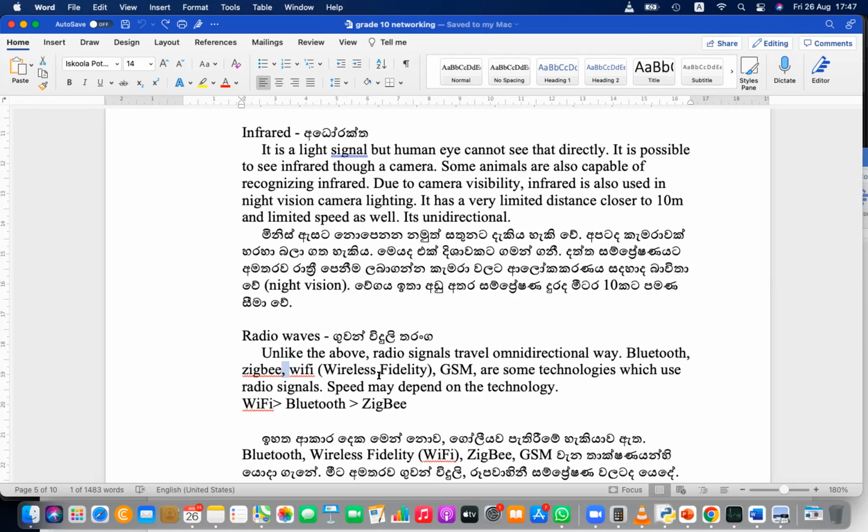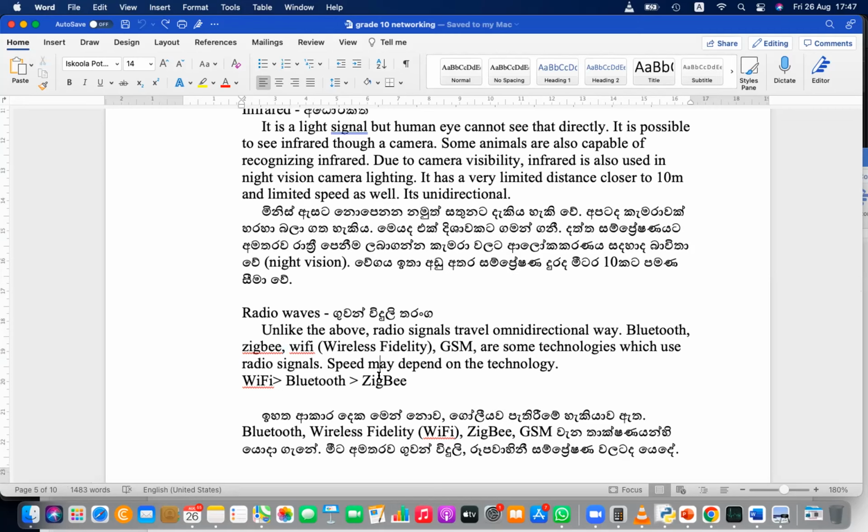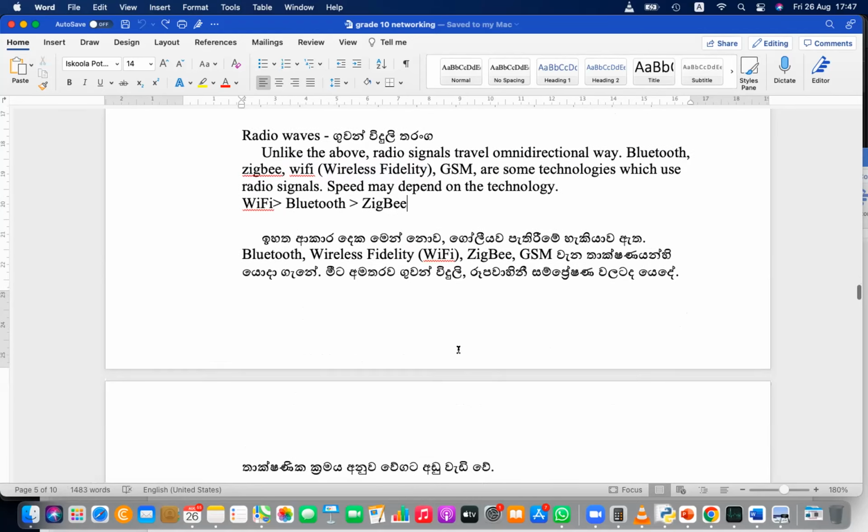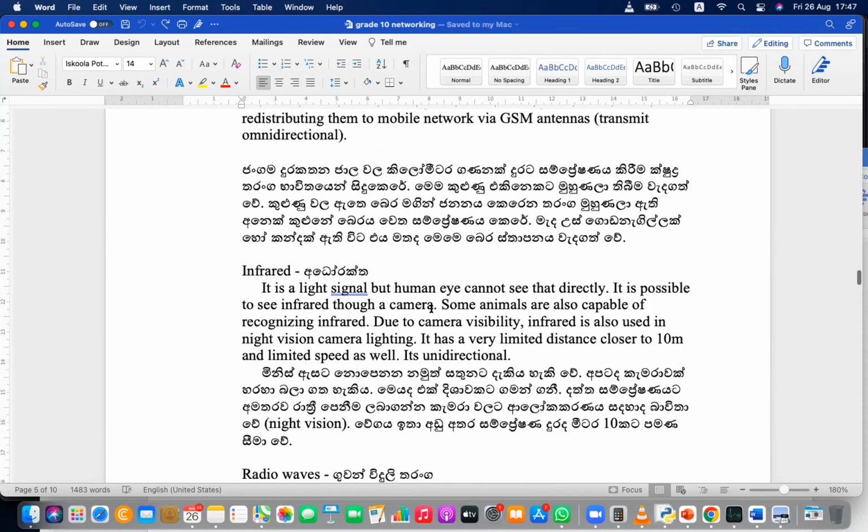Okay, then GSM, also GSM is a radio wave. I said it is long distance. Wi-Fi is bigger than ZigBee. Bluetooth and ZigBee are a similar kind of range. But Wi-Fi is connecting devices 100 meters, 50 meters away too. Bluetooth can take 10 meters, ZigBee around 10, 20 meters. So all these are radio signals.